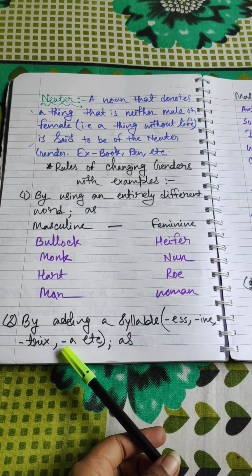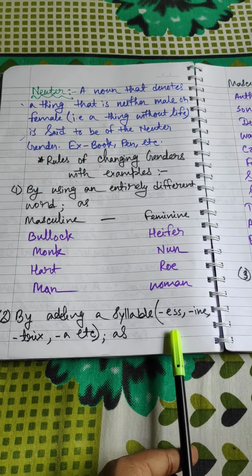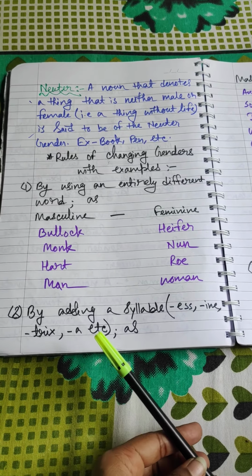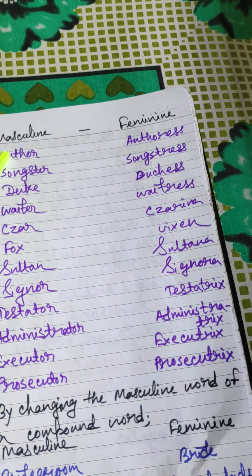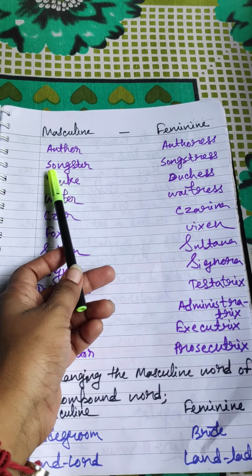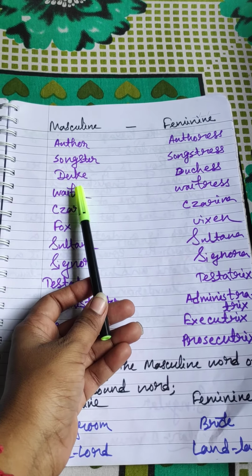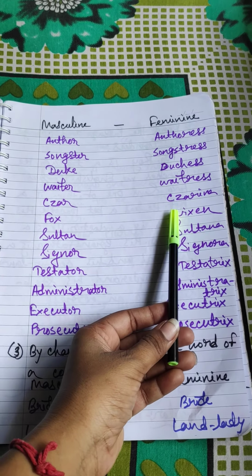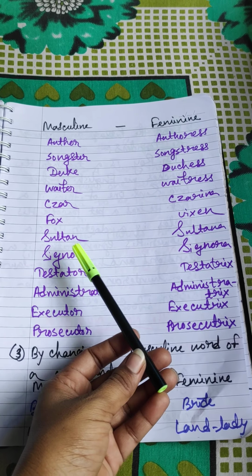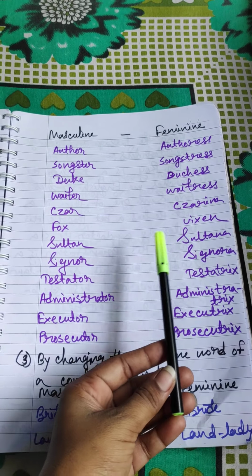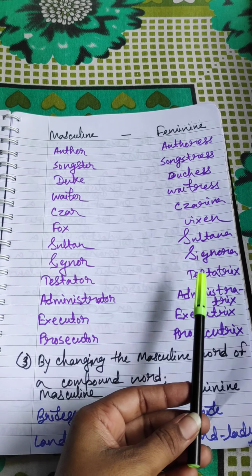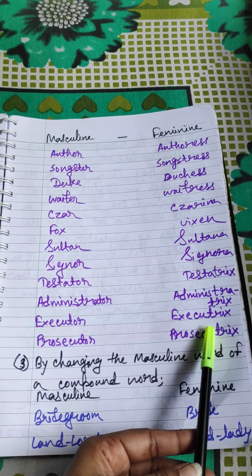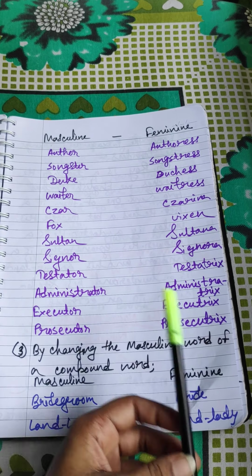We can also change the gender by adding a syllable like ESS, INE, TRIX, A, etc. As author will become authoress, songster will become songstress, duke will become duchess, waiter will become waitress, czar will become czarina, fox, vixen, sultan, sultana, senior will become seniora, testator, testatrix, administrator, administratrix, executor, executrix, prosecutor, prosecutrix.